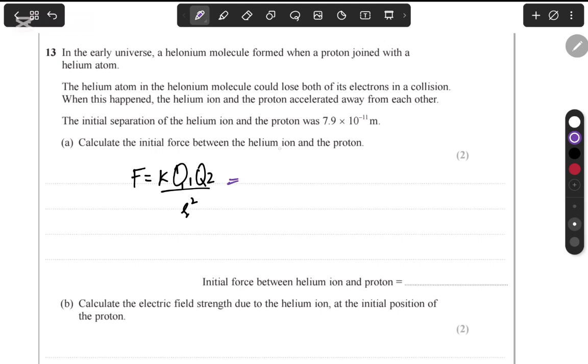The charge of a proton is the same as the charge of an electron, which is 1.6 times 10 to the power of minus 19. I'm going to talk a little bit more about the charge on the helium ion. I'm also going to put the value of K there, and then the separation squared.